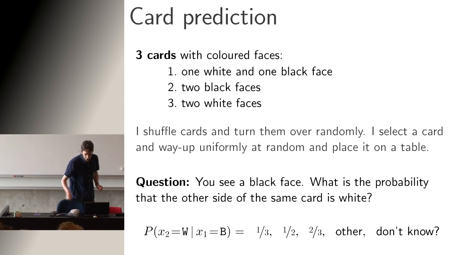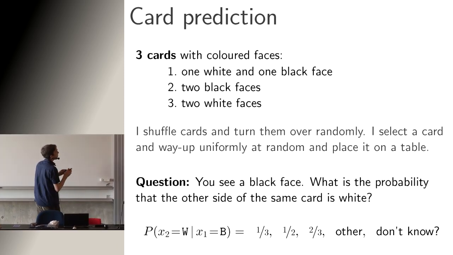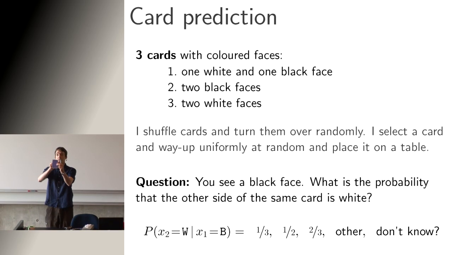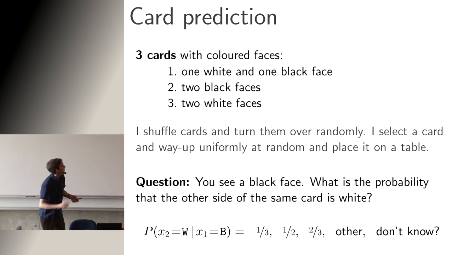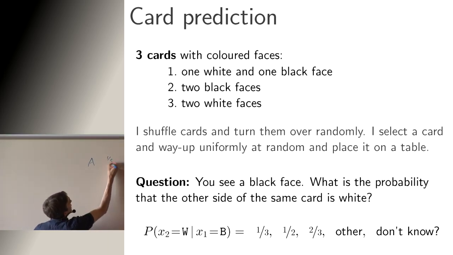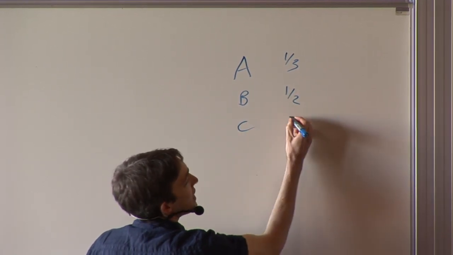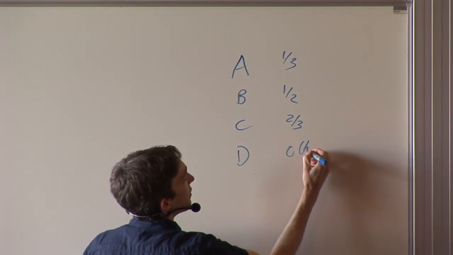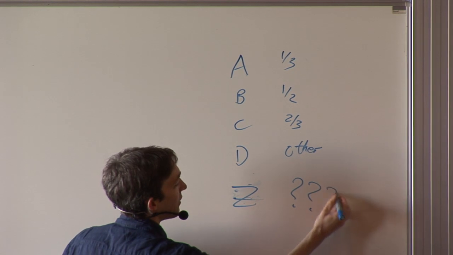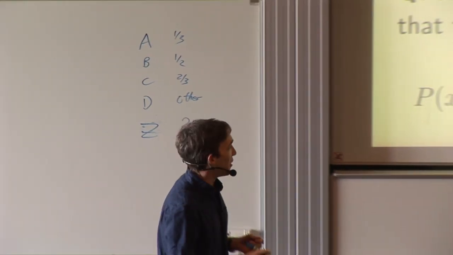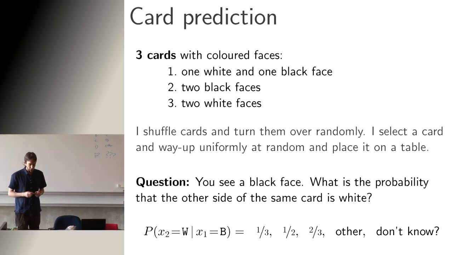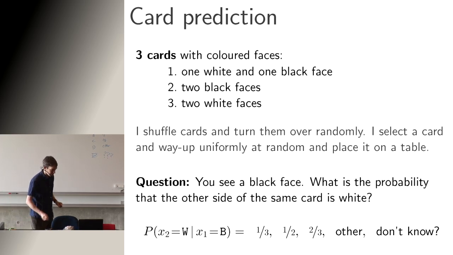Okay, so the question is, there was this process, you saw a black face, and what's the probability that this other side that I can see and you can't, on the other side of this black face, what's the probability that that face is white? So is it A, 1/3, B, 1/2, C, 2/3, D, some other number I haven't said, or Z, it's too early in the morning, I haven't given you enough time, you don't care, or otherwise you don't know. Okay, so you're going to have to vote for one of these options. Hopefully that covers all possible things you could be thinking.